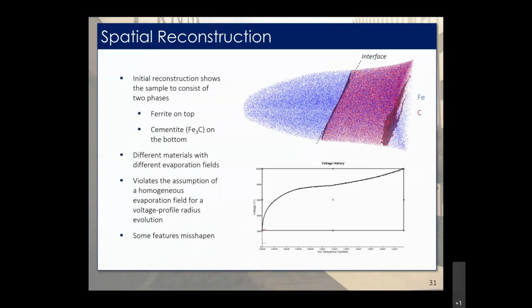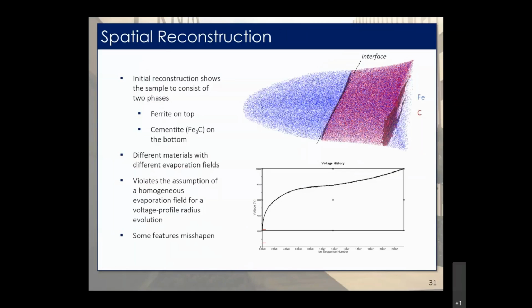If you look at that voltage curve and then the sample, you can see how the two of them are somewhat related. But we know that moving between these different phases would violate one of the assumptions of using the voltage profile, which is that we have a homogeneous, or rather a relatively constant, evaporation field, such that we can expect constant proportionality between the voltage and the radius. The result is that even though this recon still looks pretty good, some of the features are a little misshapen. We can see that the interface is a bit curved, when we would expect that interface to be much more planar. So we can go in and try to improve this.